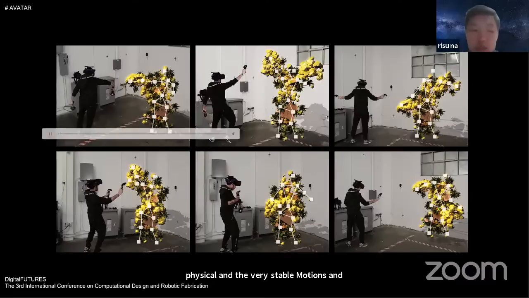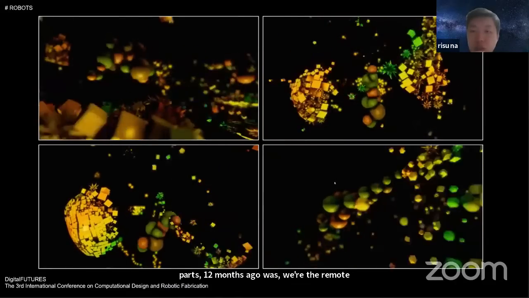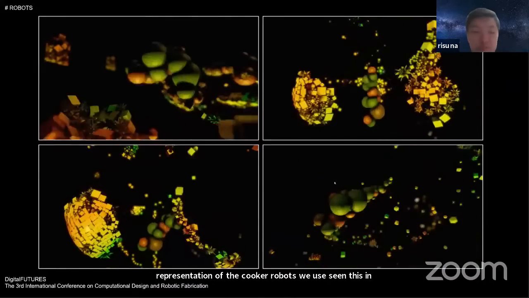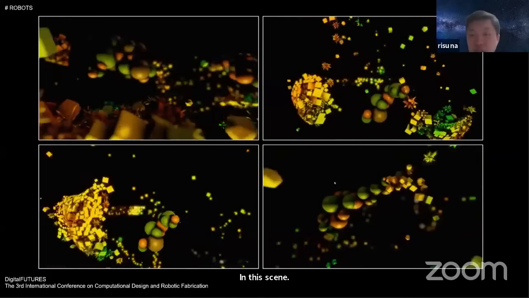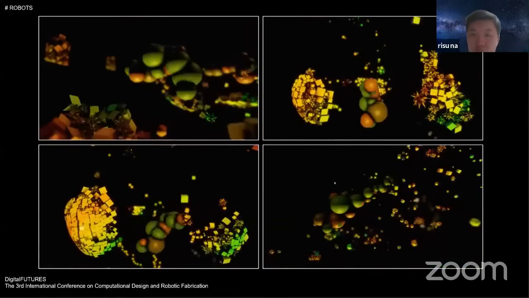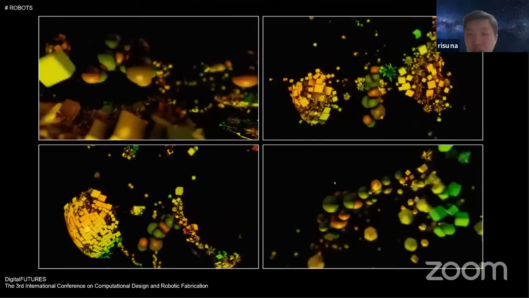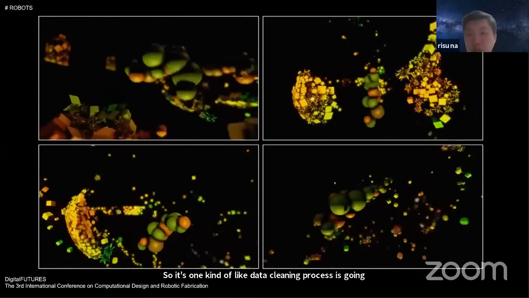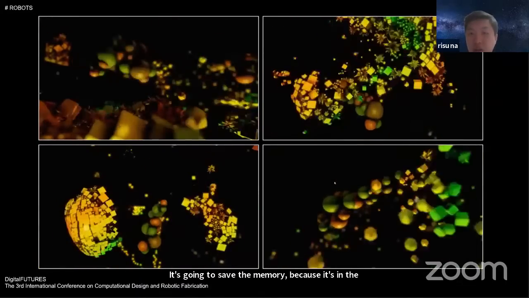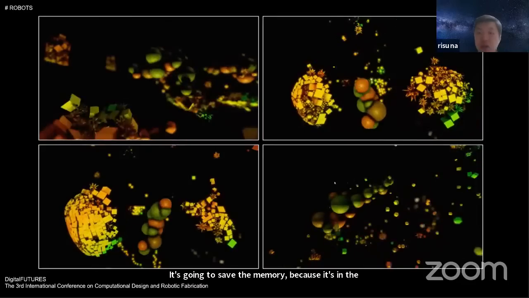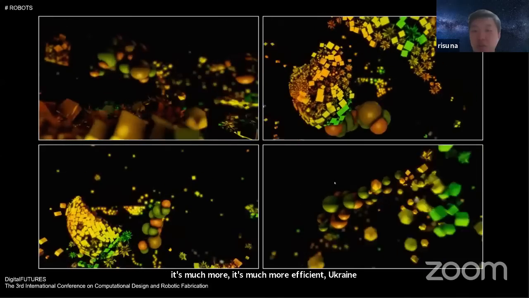As other parts, 2 augmented robots were the remote representation of the KUKA robots we use in this scene. They were set as an assistant of the avatars. On the one hand, users can also shoot the particles in the scene. On the other hand, they can sweep the unused particles out of the scene. It's one kind of data cleaning process. It makes the scene much more fluent and saves memory in the Unity engine, because it's much more efficient if you clean the data at the time when you don't use it.